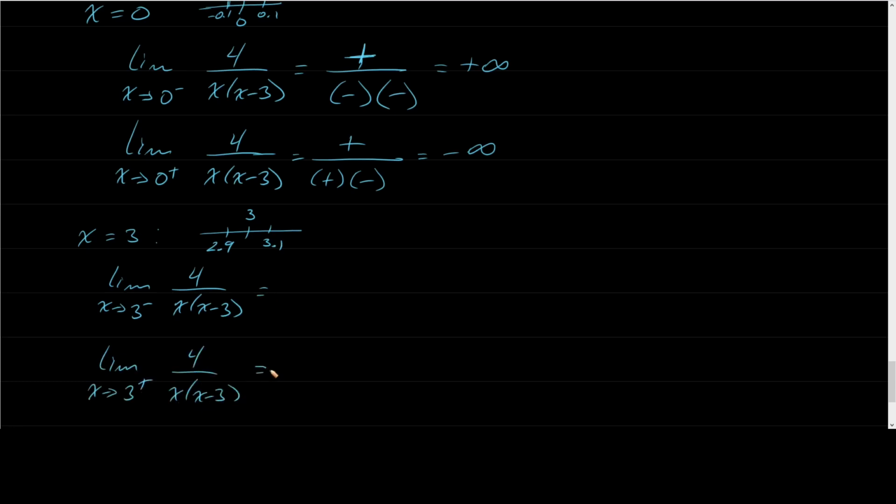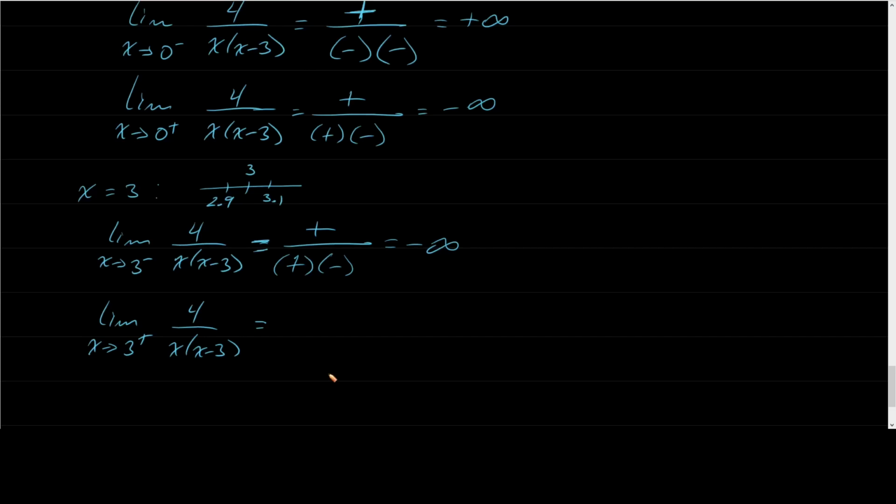Now, as far as the numerator goes, well, we know that that 4 is just a positive value. So the numerator is just positive. On the bottom, plug in 2.9. Well, this is just x, so 2.9 is positive. Plug in 2.9, 2.9 minus 3, that's negative. There's an odd number of negatives here, so this just goes to negative infinity.